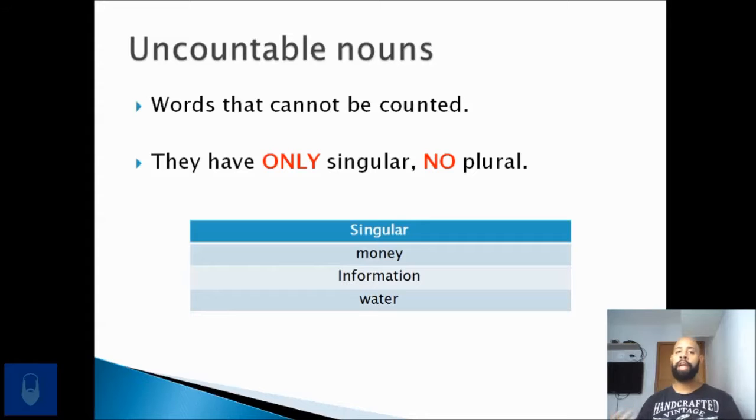On the other hand, we have uncountable nouns, words that cannot be counted, palavras que não podem ser contadas, ou seja, só existe o singular delas, não existe plural para essas palavras. They have only singular, no plural for uncountable nouns. For example, again here we have money, information, and water. Here we have 3 uncountable nouns. Okay, so money, information, water, and many other words are always uncountable. It's not possible to count.